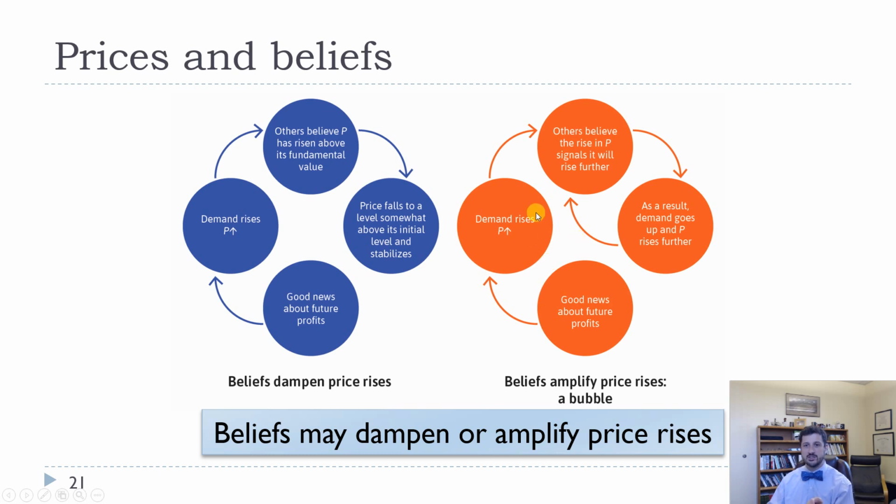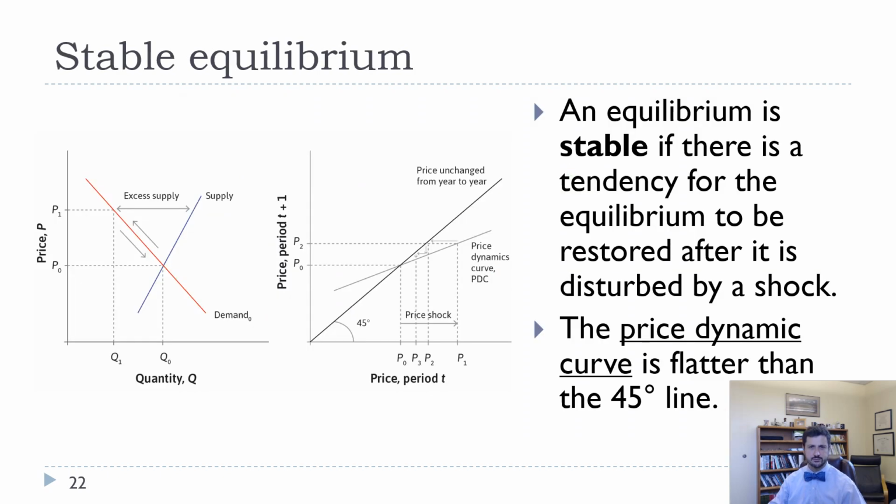In the orange, the price is rising. Others believe the price signals a further price rise. Demand goes up even further, and we get caught in this positive feedback loop, which can amplify prices instead of dampening them, right? It means it goes up and up and up rather than coming back down to the fundamental value. And one of the reasons for that is that fundamental value is really hard to know. If every stock came with a fundamental value on it, then we would never expect it to go above that price.